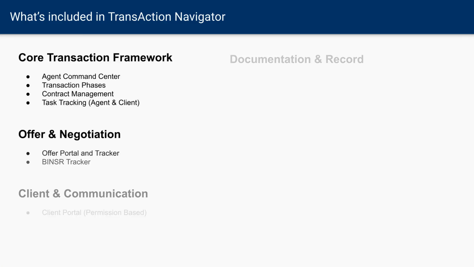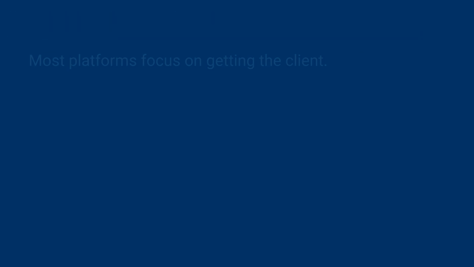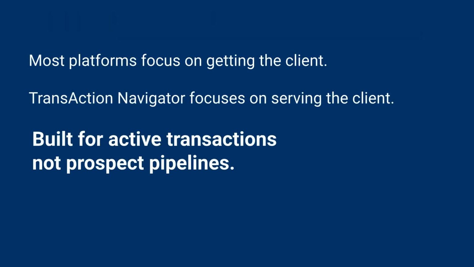TransAction Navigator includes a core transaction framework, offer and negotiation tools, client and communication features, documentation and record keeping, and business tracking. Most platforms focus on getting the client. TransAction Navigator focuses on servicing the client. It is built for active transactions, not prospect pipelines.